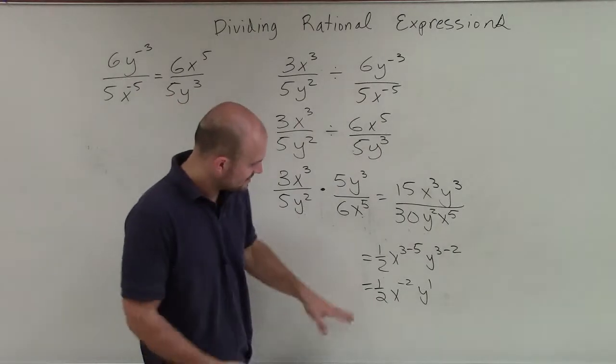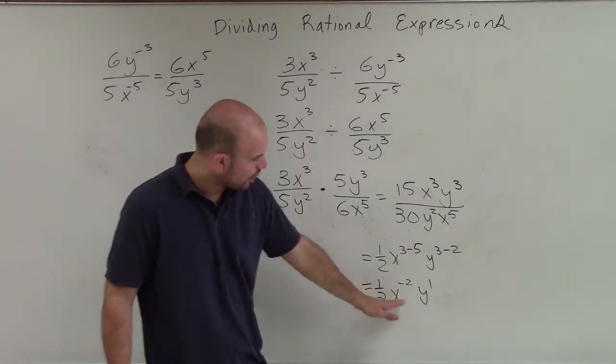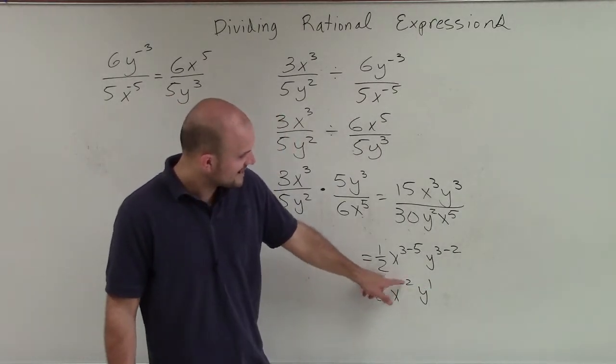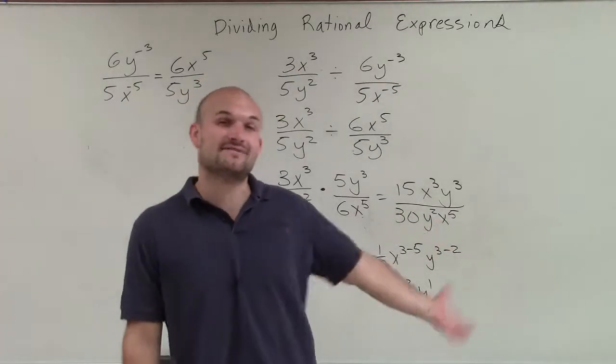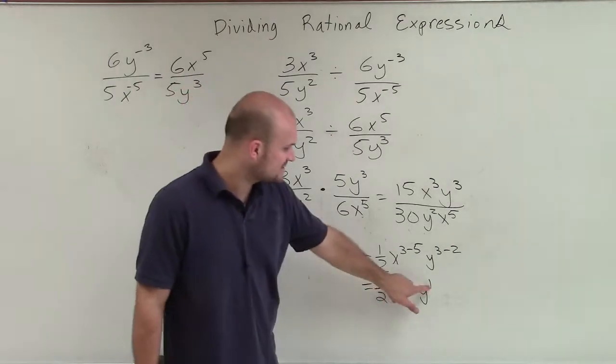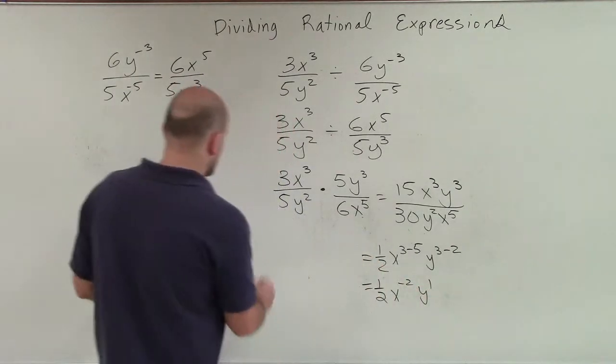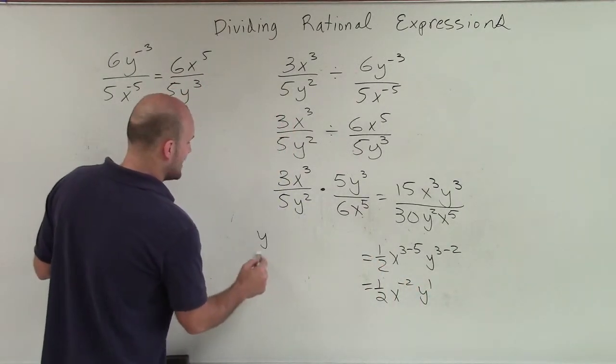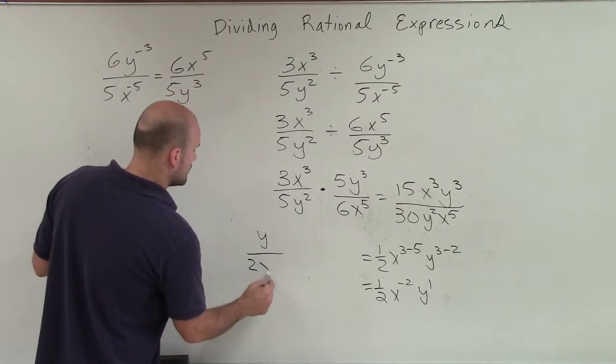So when looking at this, and these are all in the numerator, what you see here is x to the negative second. So for me to make this positive, I need to put x squared, positive 2, in the denominator. And since this is positive, I can leave this in the numerator. So my final answer is going to be y over 2x squared.